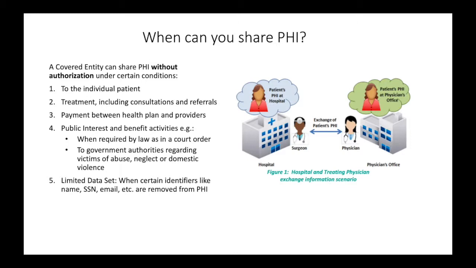Specific conditions may require that PHI is shared for the purpose of public interest. The public interest may outweigh the need for a patient's personal privacy. A limited data set of PHI can be shared as long as certain identifiers are removed from the information. PHI can be broken down into 18 identifiers, some of which include name, social security number, email, date of birth, and license plate number.